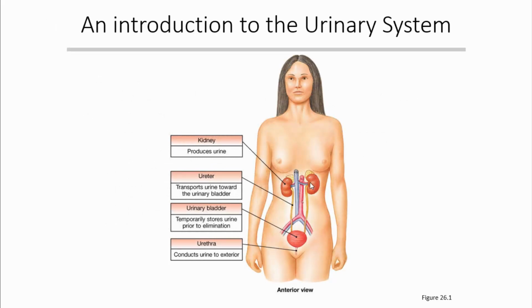Looking at the structures, we have the kidneys, which of course produce the urine. Tubes coming out of the kidneys are going to be the ureters, and the ureters go down to the urinary bladder, and they're going to transport urine from the kidneys to the bladder through peristalsis. And the bladder is going to be the temporary storage house for urine, and then the urethra is what conducts urine to the exterior.